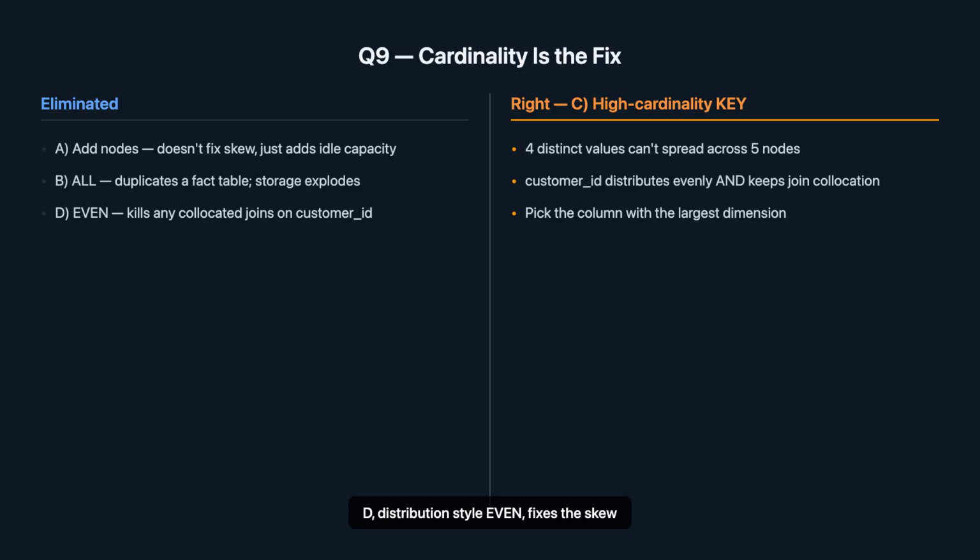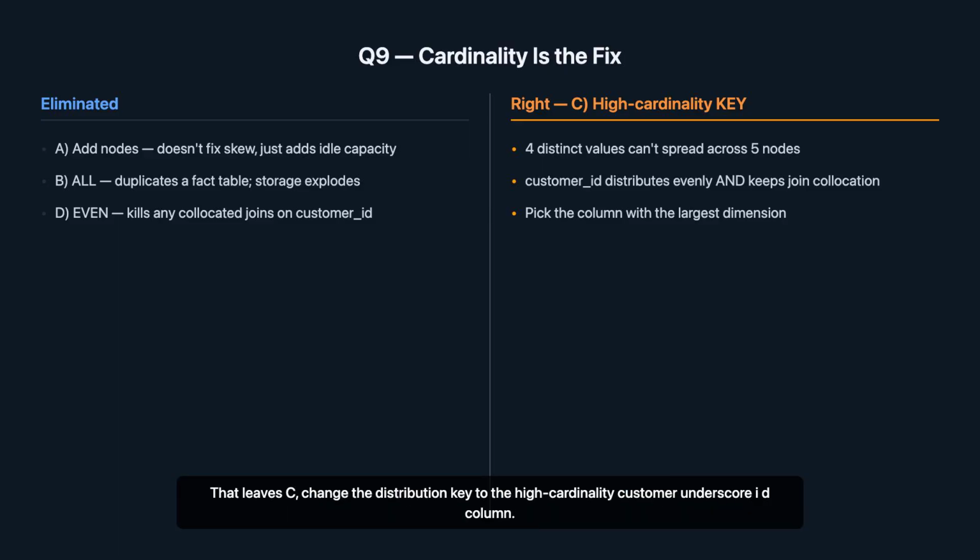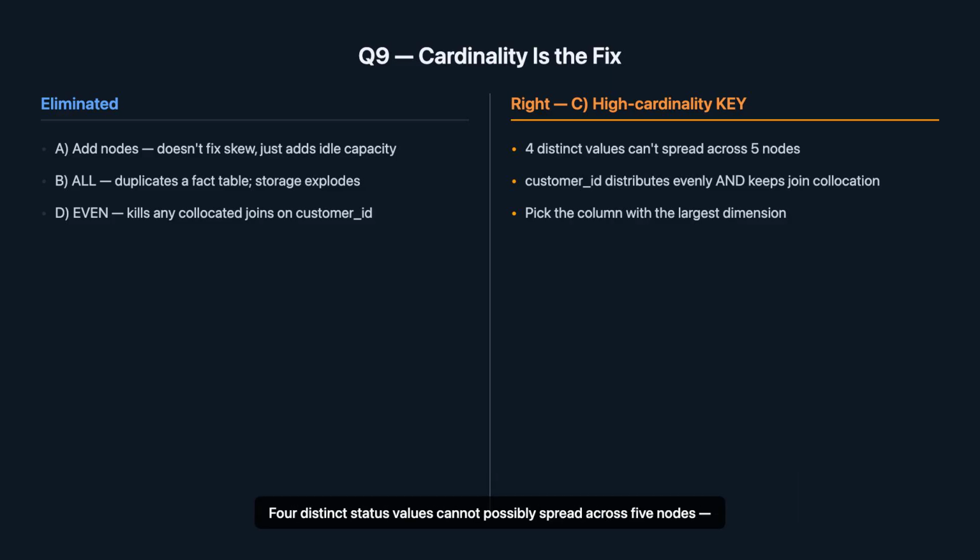Distribution style even fixes the skew but kills any collocated joins on customer_ID, so that leaves C. Change the distribution key to the high cardinality customer_ID column. 4 distinct status values cannot possibly spread across 5 nodes. At least one node gets nothing. Customer ID distributes evenly and preserves collocation on the column joins actually use.